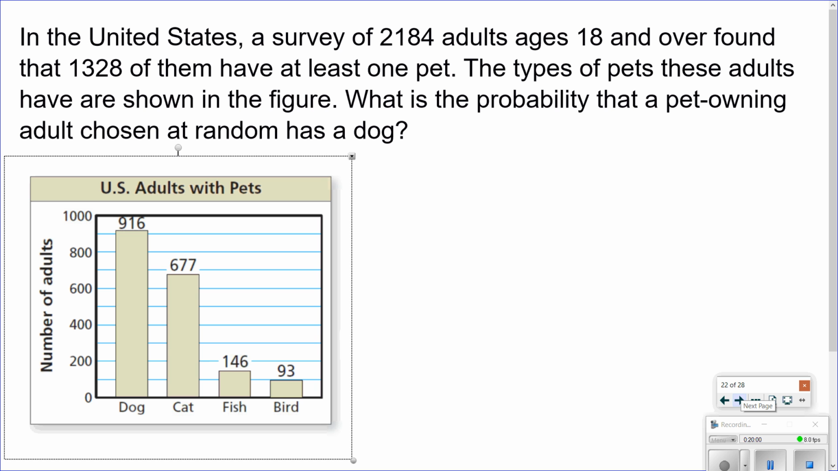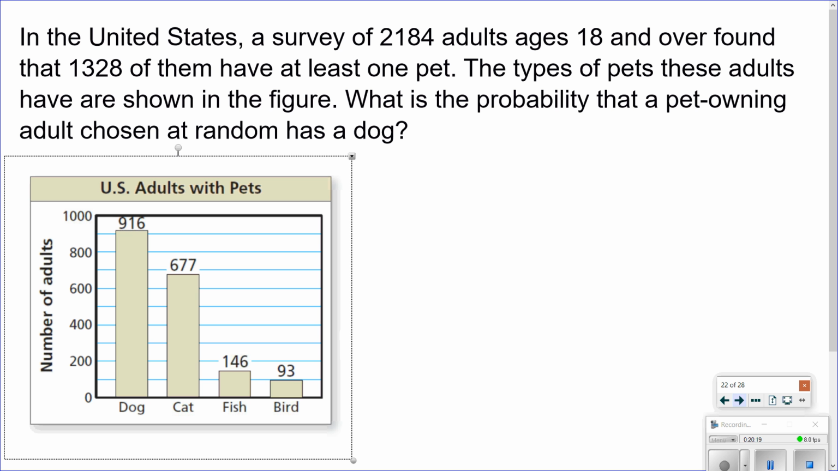This was based off a survey that's really similar. In the United States, a survey of 2,184 adults aged 18 and over found that 1,320 of them have at least one pet. Types of pets these adults have are shown in the figure. What's the probability that a pet-owning adult chosen at random has a dog?